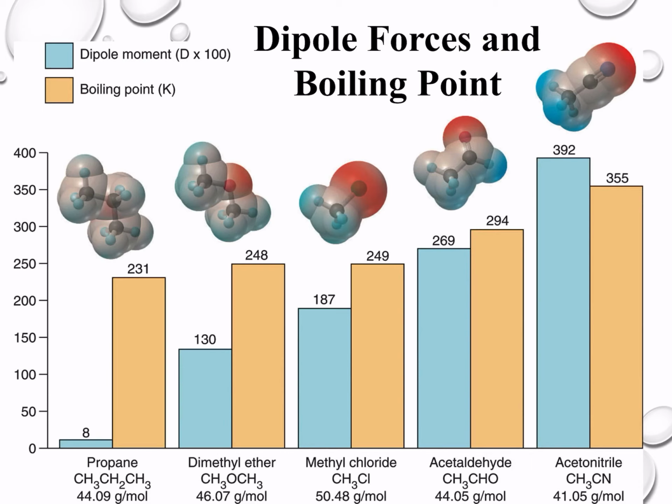So if we look, these are different molecules. The one on the far left, that's propane. That is a nonpolar molecule, and it has a very low melting point and boiling point because it's not very polar. This dipole moment that it's talking about is how polar your molecule is. You can kind of tell based on the coloring here in the pictures.